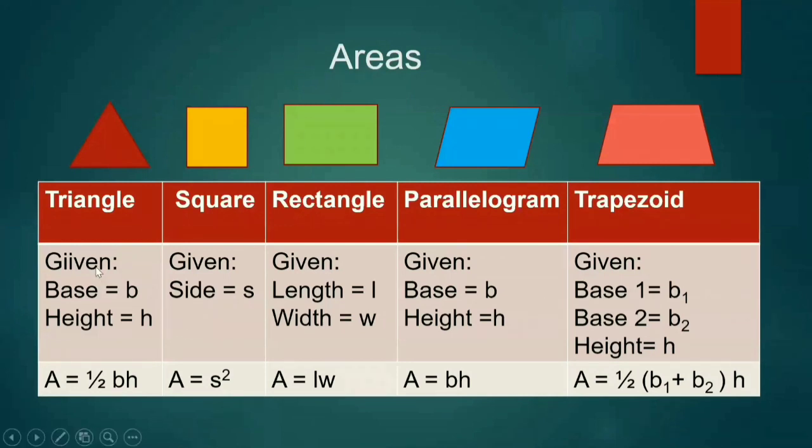Areas. For the area of the triangle, A is equal to 1/2 of the base times the height. Square, area is equal to s squared. Rectangle, area is equal to length times width. Parallelogram, area is equal to base times height. And trapezoid, area is equal to 1/2 of base 1 plus base 2, times the height.